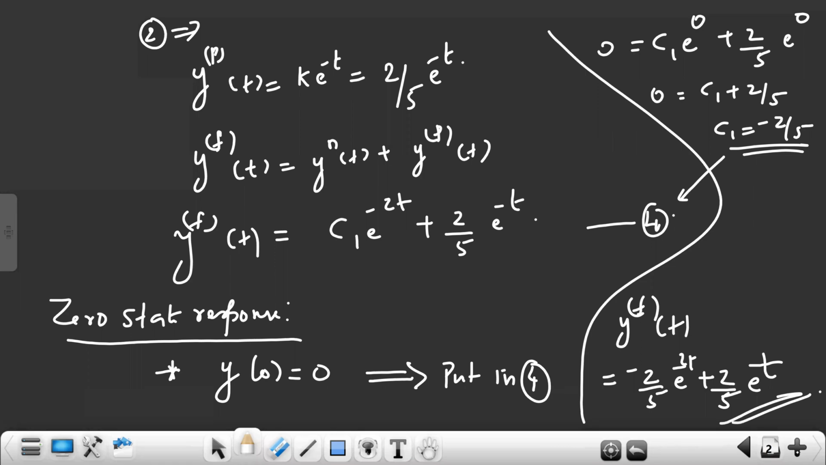In this equation also, one quantity is not obtained, that is the value of C1. So to find the value of C1, we will assume our initial condition as 0. Why are we assuming it as 0? Because this is forced response or zero state response. While calculating the zero state response, we always put the initial condition as 0, and accordingly we find the value of C1. And after finding C1, we come back to equation number 4, substitute the value and rewrite the final answer.